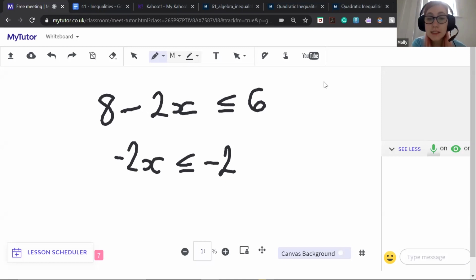Now we want x by itself, so we'll divide by minus 2. Now, ding, ding, ding, we're dividing by a negative number. So we've got to flip the sign. So dividing by negative 2, we know will get us a 1, because negative 2 divided by negative 2 is 1. But this sign is flipped. So x is greater than or equal to 1. And lots of people got that, which is really, really good.